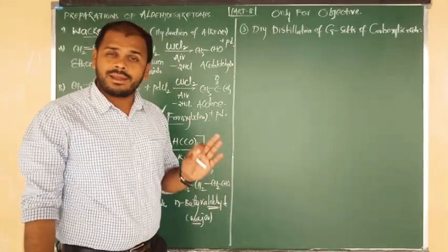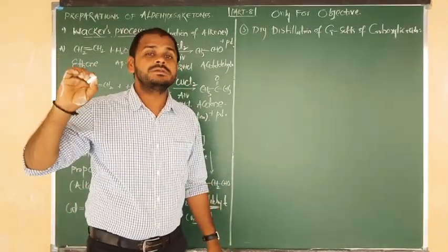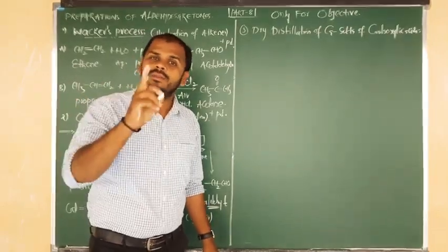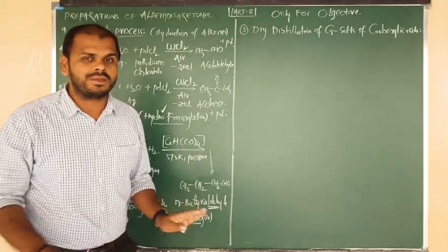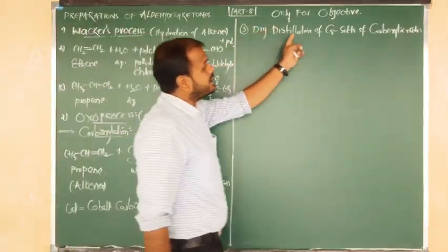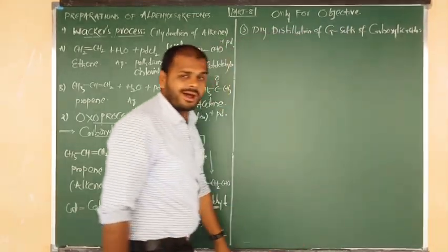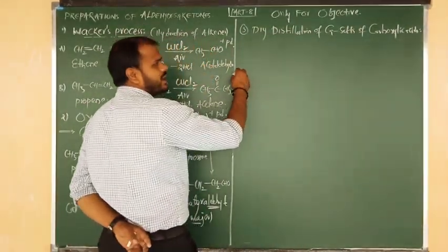In NEET and CET and JEE Mains, I hope in all the exams, so many times a number of questions are repeated from this method, and also from the fourth method. Both are from carboxylic acid, just the concept is different. Here: dry distillation of calcium salts of carboxylic acids. Okay? Right. So now I am going to show the reaction directly.